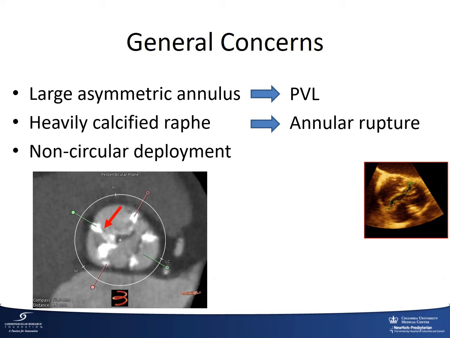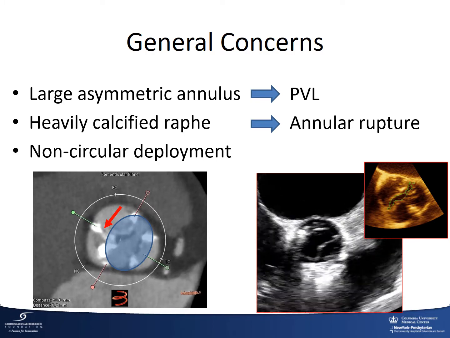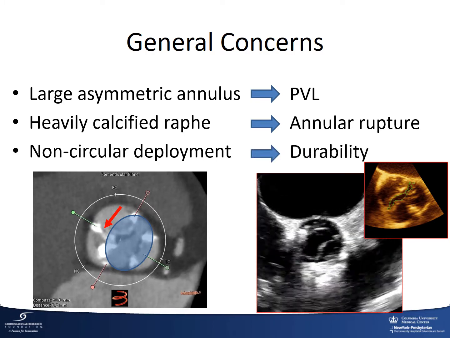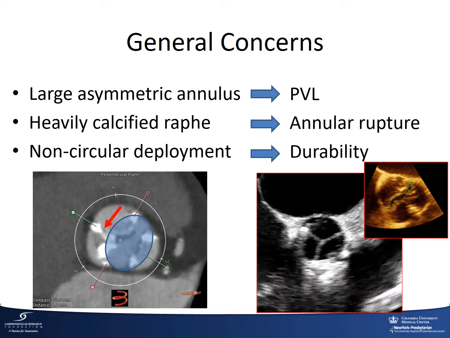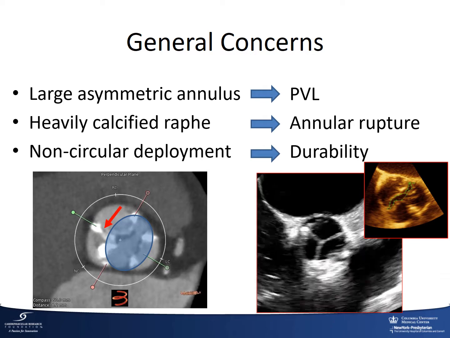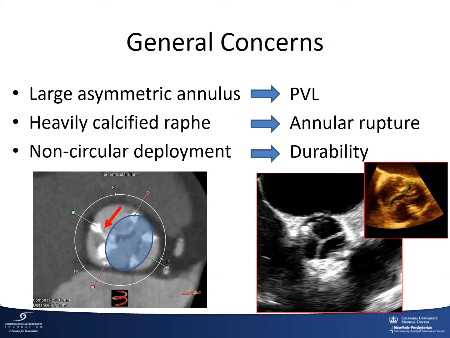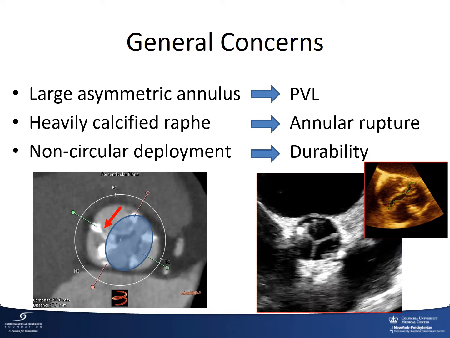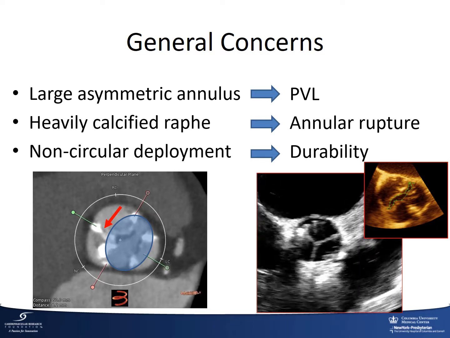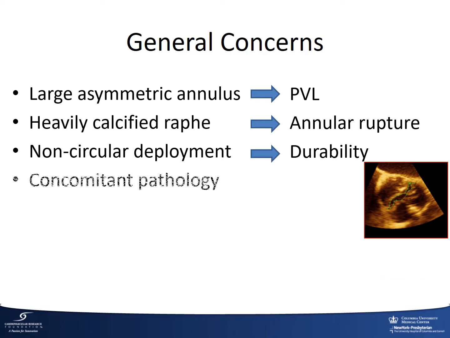There's also, when you have this heavily calcified raphe and heavy calcium, you can get a non-circular deployment, as you see here, in an elliptical fashion. Now, especially with balloon expandable valves or intraannular devices, non-circular deployment can lead to abnormal leaflet function. You can see here that one of the leaflets is not opening normally. Acutely, the hemodynamics are okay, but over time, this may lead to early leaflet degeneration and valve failure.